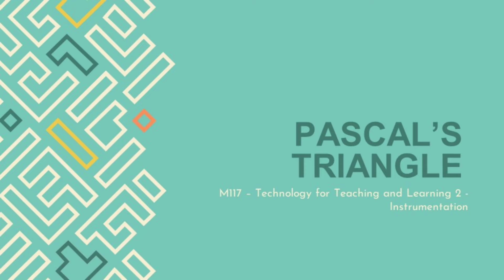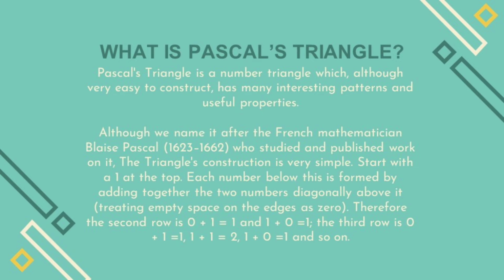Our group found hidden patterns from Pascal's Triangle. Pascal's Triangle is a number triangle which, although very easy to construct, has many interesting patterns and useful properties. It was named after the French mathematician Blaise Pascal, who was born in 1623 and died in 1662, who studied and published work on it.